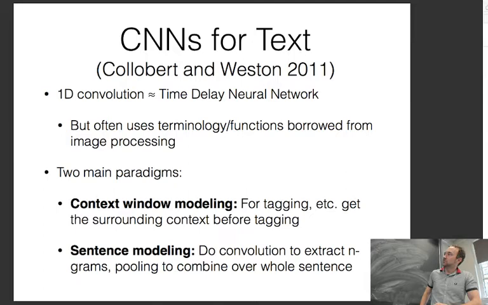So then there's a couple other paradigms in which you can use neural networks for text. I think the two really main ones are basically to use them as feature extractors for a particular context, and then use those feature extractors to make a prediction. And then the second one is sentence modeling. In this case, you do convolution to extract features of n-grams, and then you combine them together in a pool to make a prediction about a sentence. And I'll talk about both of them throughout the rest of the talk here.